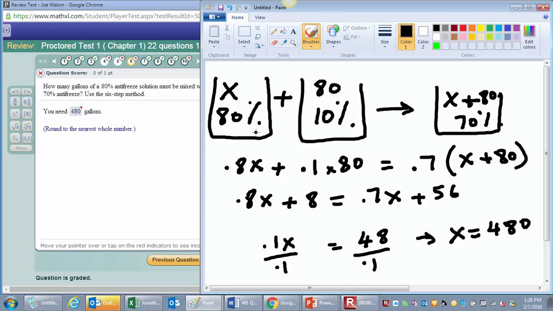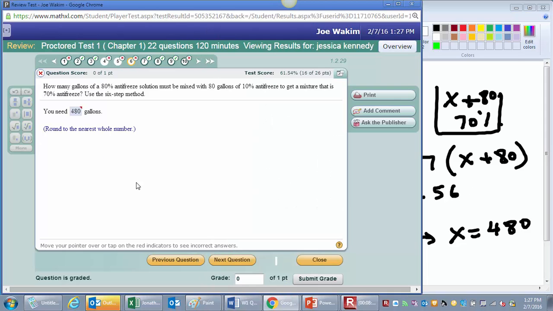So all you have to do is find the pure acid before equals pure acid after. How do we find the pure antifreeze? So 80% of x plus 10% of 80. What is 80% of x? It's 0.8 times x. 10% of 80 is 0.1 times 80. And then 70% of x plus 8. So all you have to do is distribute the 0.7, and then isolate the x.